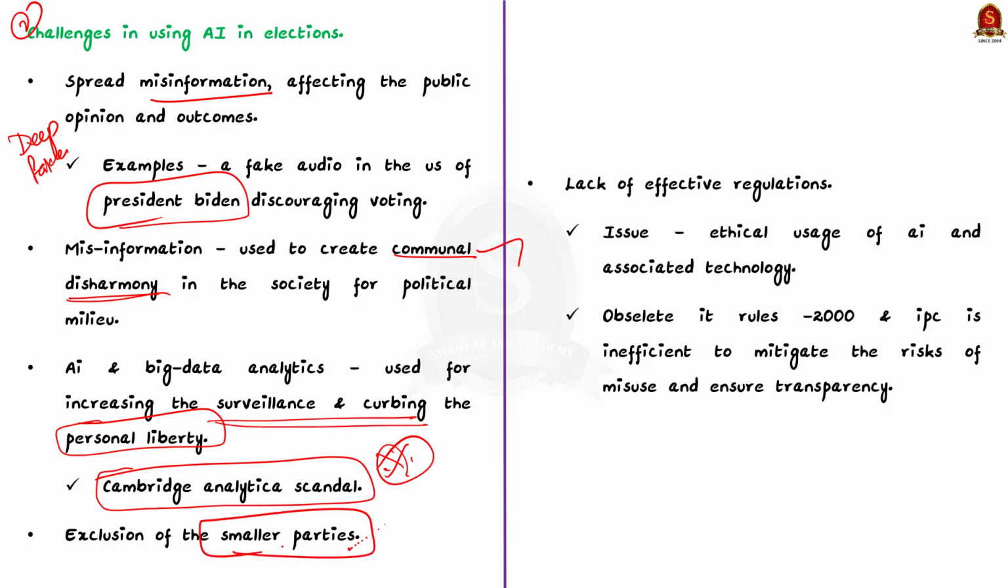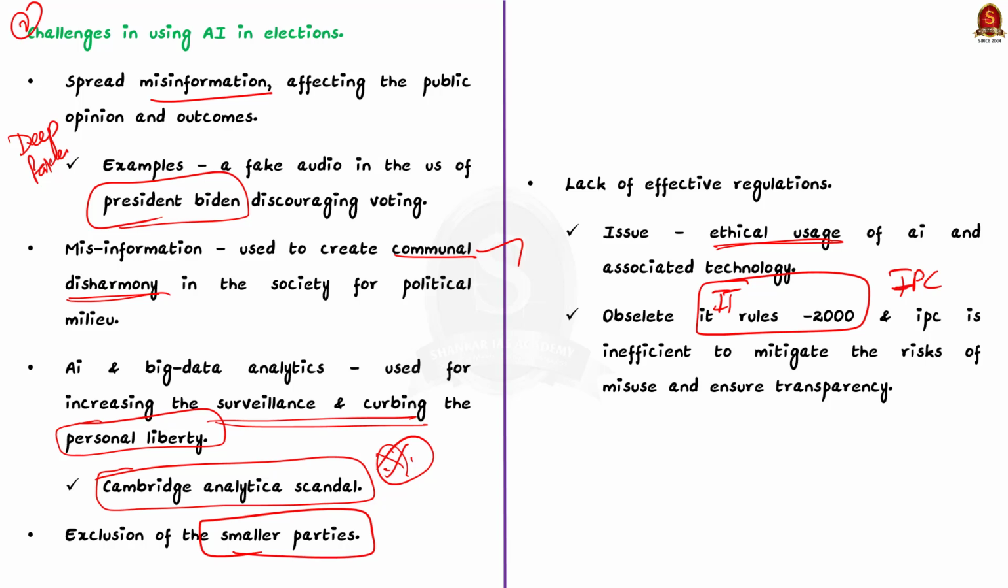Finally, we are facing a lack of effective regulations to deal with the issues of ethical usage of AI and associated technologies. The obsolete IT Act 2000 and IPC are inefficient to mitigate the risk of misuse and ensure transparency. This is about the body of the answer.